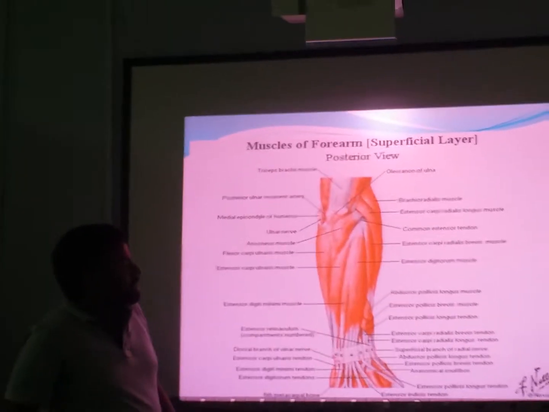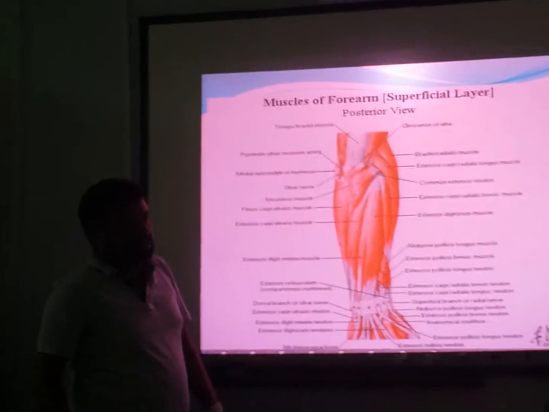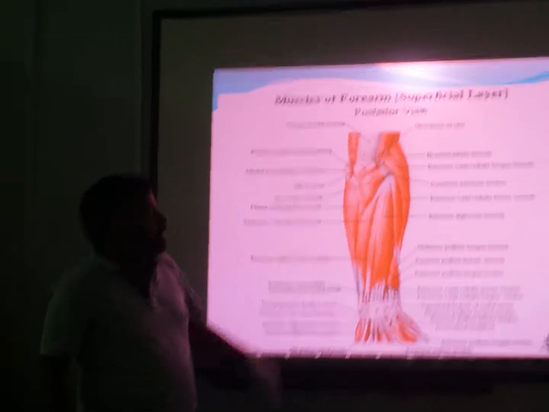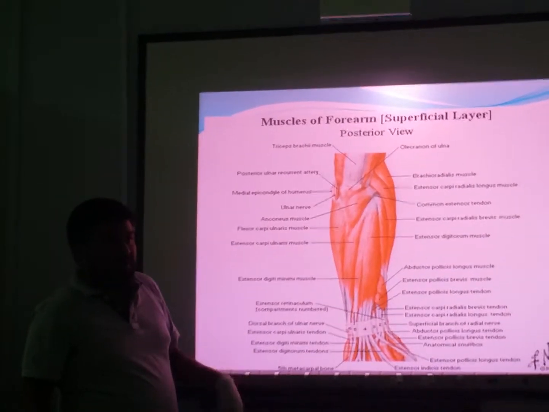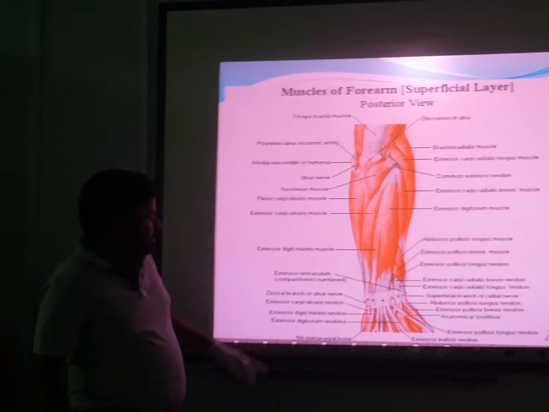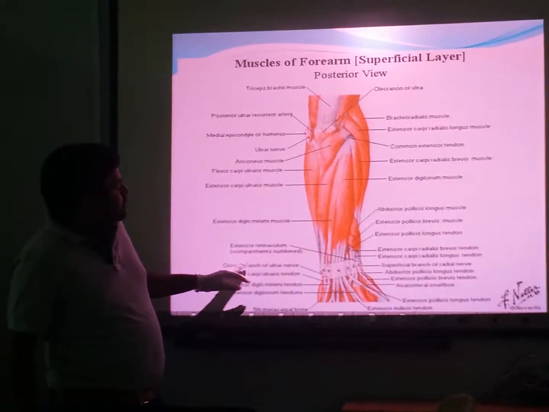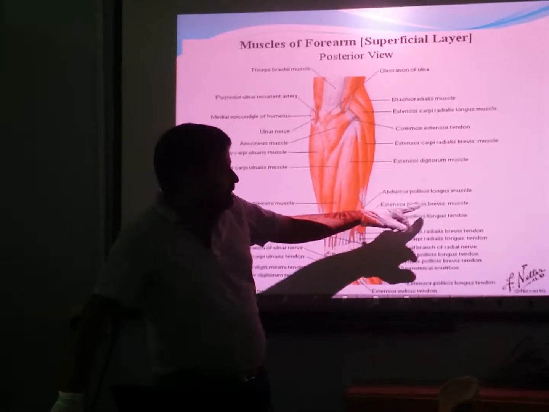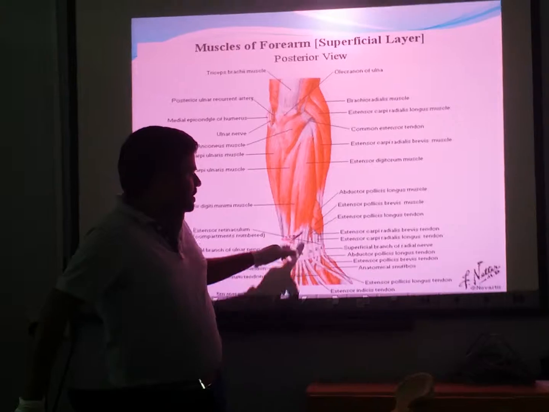And the deeper muscles are 2 for the pollicis: extensor pollicis longus and brevis, and 1 abductor pollicis longus, and 1 the supinator, and then extensor indicis. Where is the extensor indicis? Deeper. You can make out here extensor pollicis brevis, extensor pollicis longus, and abductor pollicis longus. You can see it here.